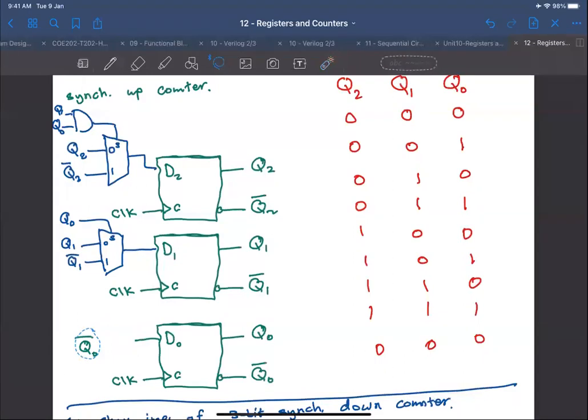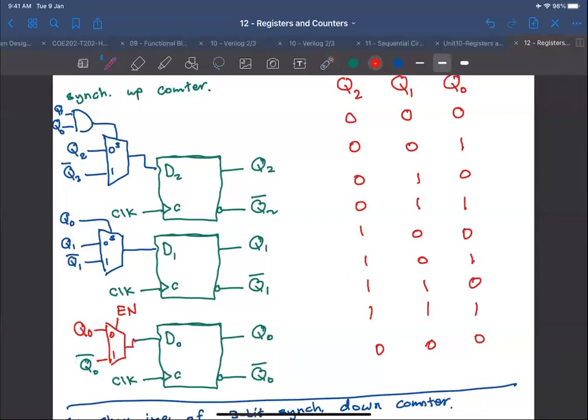Why did I do that? Because I'm going to need now to implement to load either Q0 or Q0 complement, depending on what? Depending on enable. On enable, excellent, yes. If enable is 0, I'm going to load Q0. And if enable is 1, I'm going to load Q0 complement.